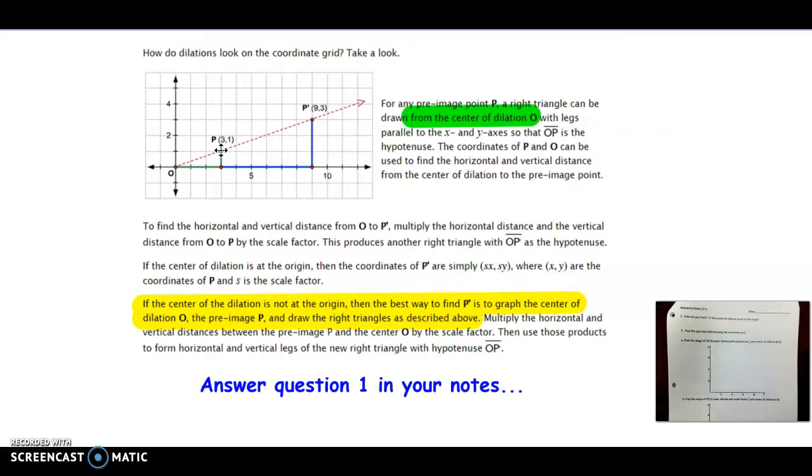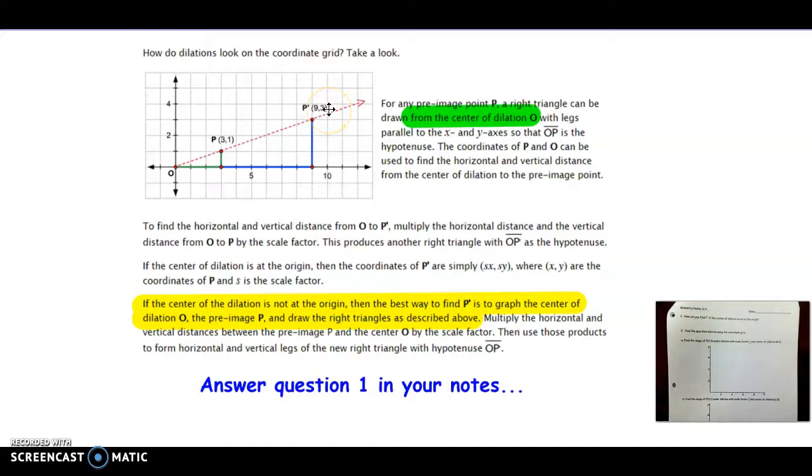So I'm going to multiply those distances by my scale factor, and I would get, instead of a horizontal distance of 3, 3 times 3 is 9, and instead of vertical distance of 1, 1 times 3 is 3. So I go back at my center of dilation and go those new distances in order to locate where my image point is. So going horizontally 9 units and vertically 3 units leads me to this point P prime located at 9, 3.